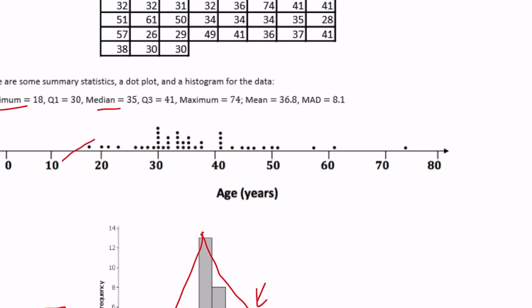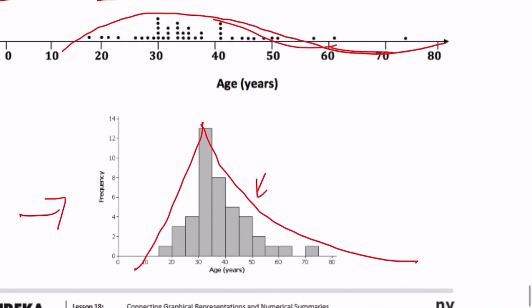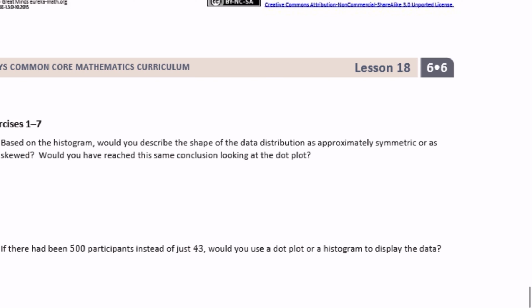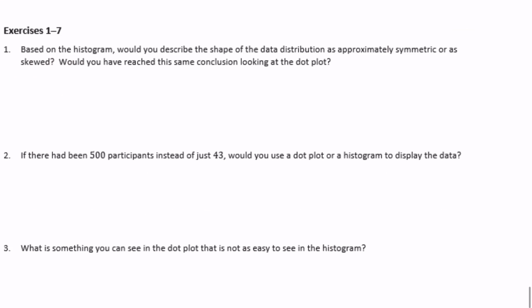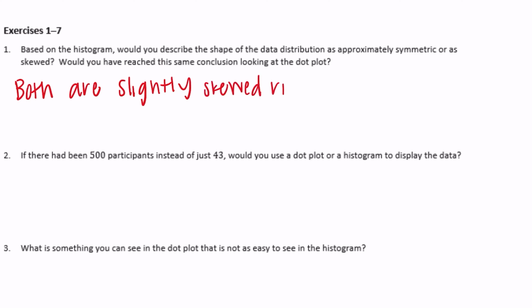It looks like it kind of tapers out a little bit more to the right. So I would say that they're both skewed a little bit to the right, just slightly. So let's say both are slightly skewed right data distributions.